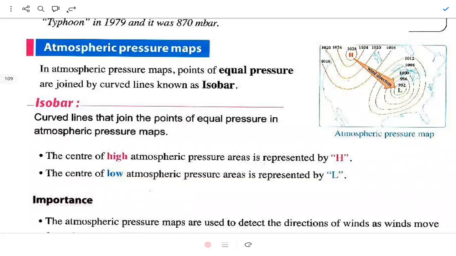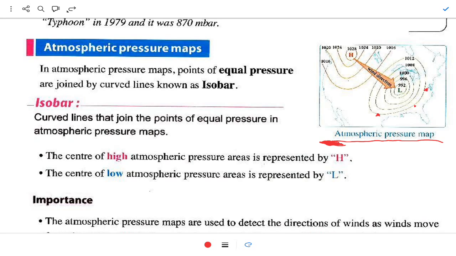Haven't you ever watched the weather forecast in the news? If you watch it, you will see this map, the atmospheric pressure map. TV presenters use this map to know the wind direction. So what is this map? This is the atmospheric pressure map. This atmospheric pressure map has many points.